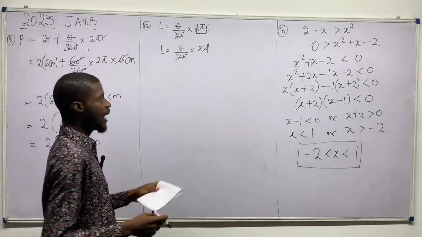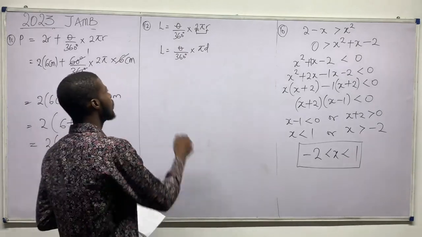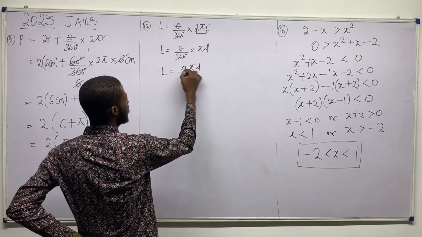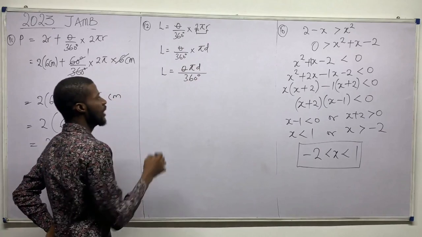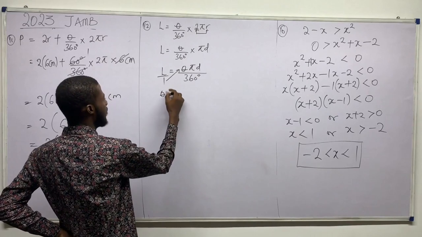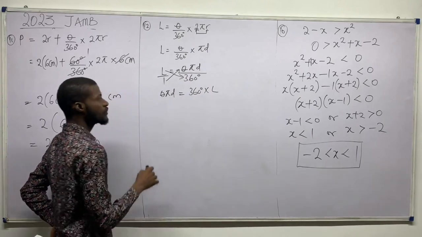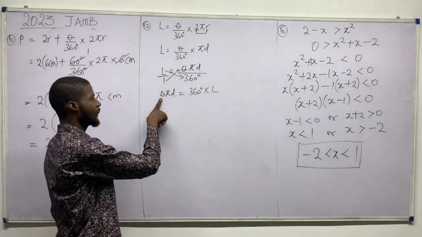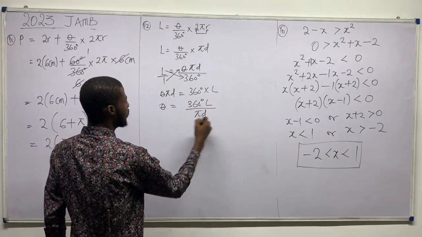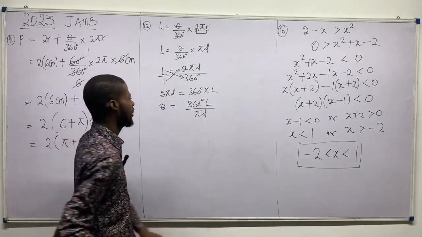So I was told that the angle is 3x, right? So see what I'm going to do. I'm going to say this is length equal theta pi d divided by 360 degrees. If I say over 1 here, what would I do? I will cross multiply. So 1 times this will give me theta pi d equal 360 degrees times L. Remember, this is theta. So this is theta equal 360 degrees L over pi d. What did I just do? I divided both sides by pi d. It makes life easy for me.